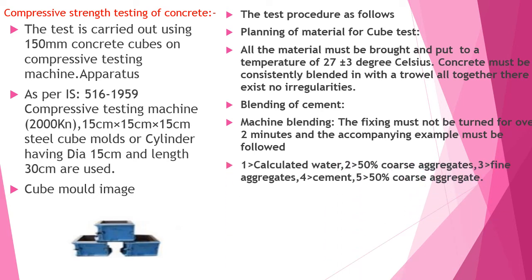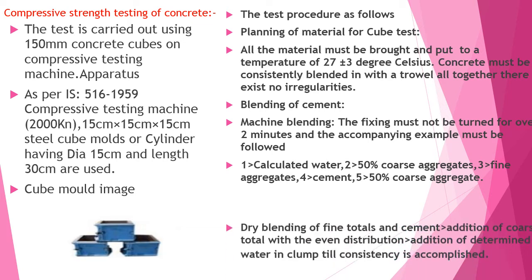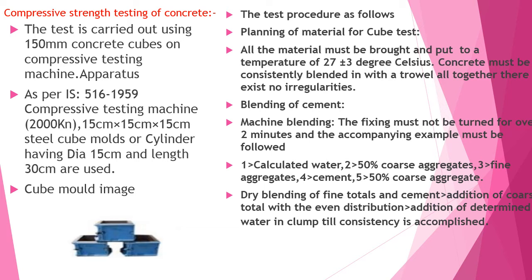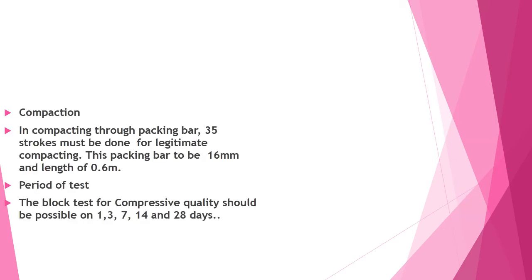1. Add one third of the calculated water. 2. Add 50% of coarse aggregate. 3. Add fine aggregates. 4. Add cement and the remaining 50% of coarse aggregates. Dry mixing of fine aggregates, that means total aggregates, and cement. Addition of coarse aggregates with even distribution. Addition of determined water in batch till consistency.